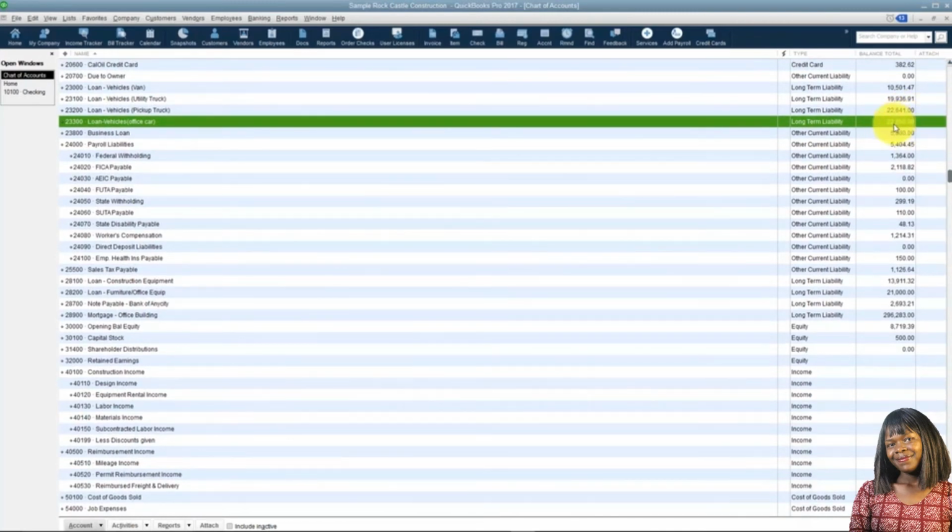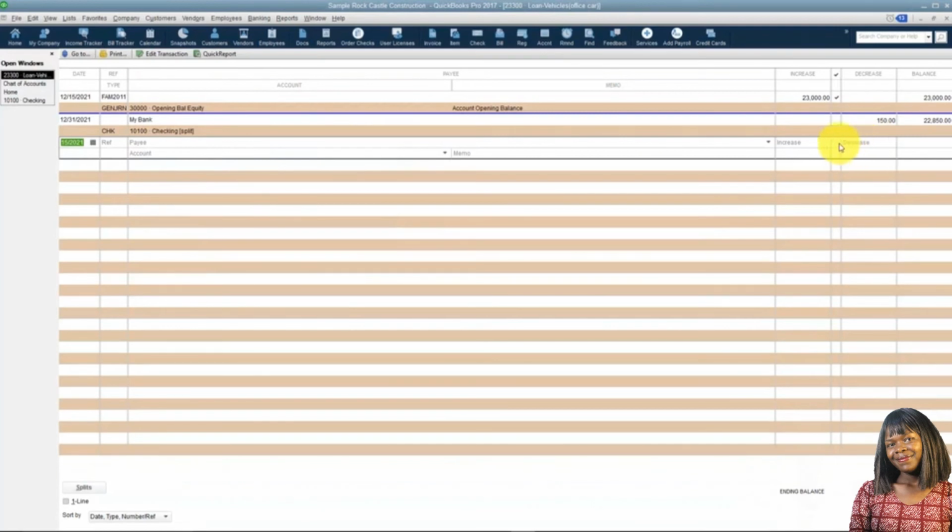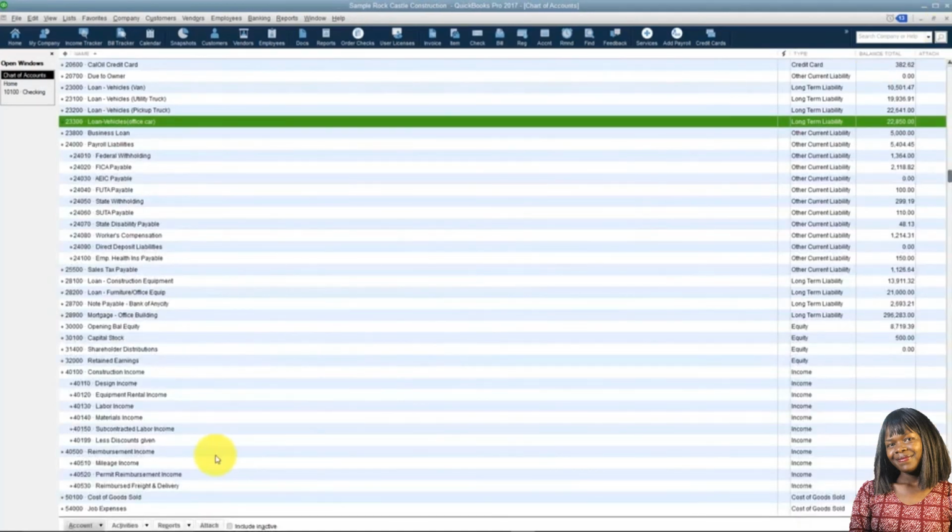And if you want to look at it, you can double click and see the transaction original amount and the amount of principal that it decreased by. The interest actually, like I said, went over to the loan interest account. So that's how you're actually going to make payments on any loan. Make sure it goes back to the long-term liability account.